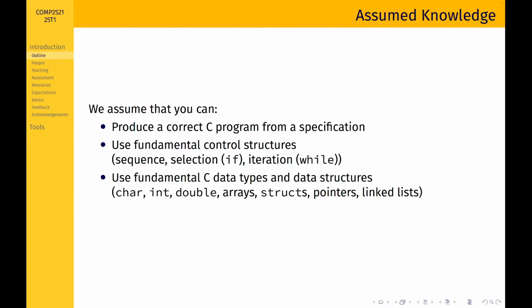Okay, so what do we assume that you know coming into this course? Well, hopefully most of you have done 1511. Hands up if you've done 1511. Yes, most of you would have. Some of you might be coming from other universities or from abroad, so you might not have used C. But in this course, we assume that you can use C because we're going to be using C throughout this course. So we hope that you can use C to solve simple problems like those from your intro course. We expect that you know how to use fundamental control structures like if statements and while loops. We also expect you to have had experience working with arrays and linked lists, and of course, pointers and structs.